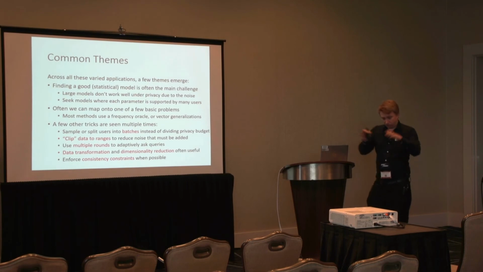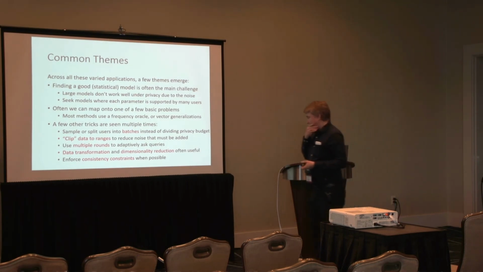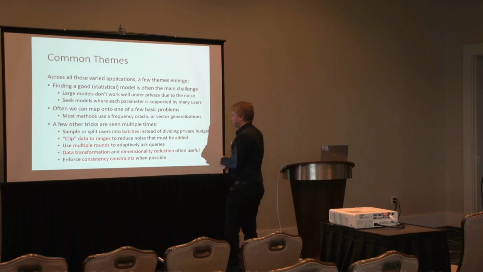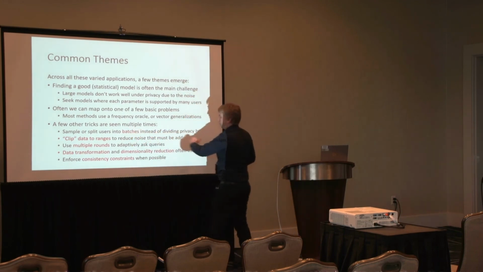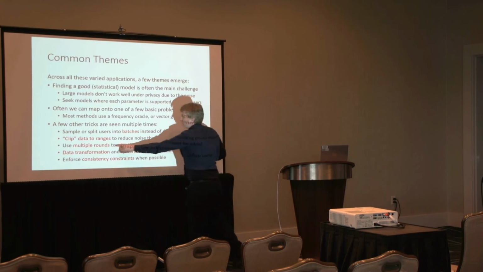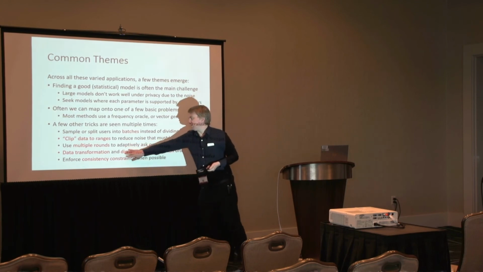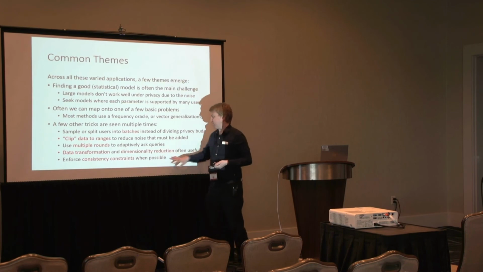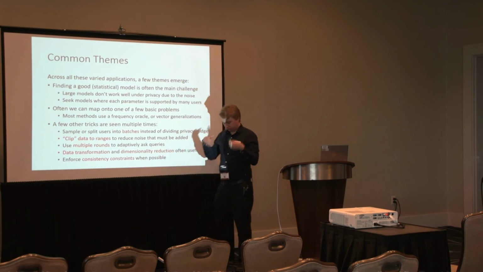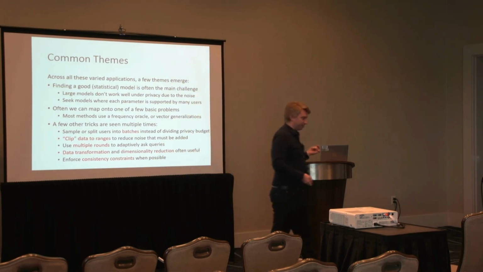And across half a dozen different examples, maybe a dozen different papers, we saw the same ideas several times, right? You want to split users into batches. You want to sometimes use multiple rounds rather than a single round. Finding the right transformation of the data, or using ideas like dimensionality reduction to reduce the amount of noise that you incur. When you have them, enforcing consistency constraints gets you that little bit of extra accuracy.